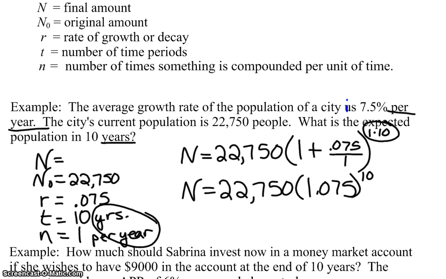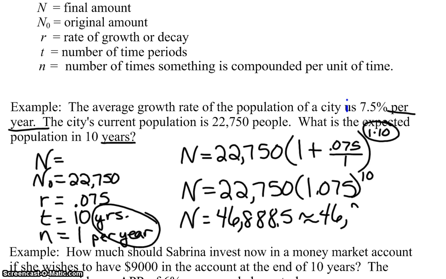My solution was that the number of people would equal 46,888.5 people. Now, anytime you're dealing with something that you can't have a part of, in other words, you don't have a part of a person, we're not talking about an arm or a leg or a body part, we always round these up. So our answer is going to be 46,889 people.